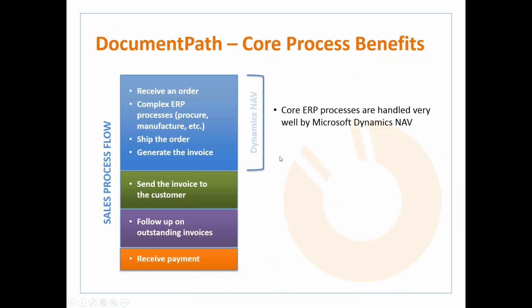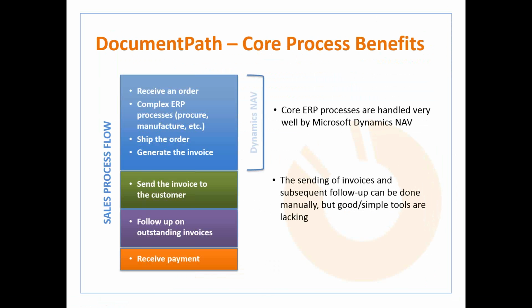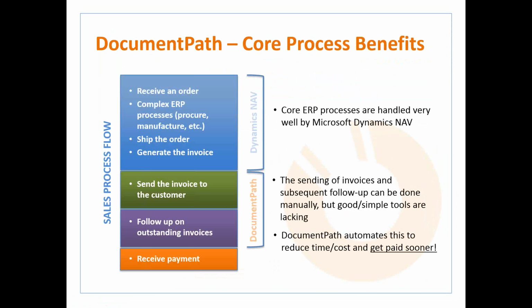You get to the point of sending the invoice out, following up on the outstanding invoice, and this is an area where NAV is lacking to a degree. It's simple enough to save a document to PDF format and email it out, but those are manual steps that you need to take. So DocumentPath is focused on this area, again, to reduce the time it takes. And if we look at something like following up on outstanding invoices, it ties into getting paid sooner. So there's a payback in that regard.